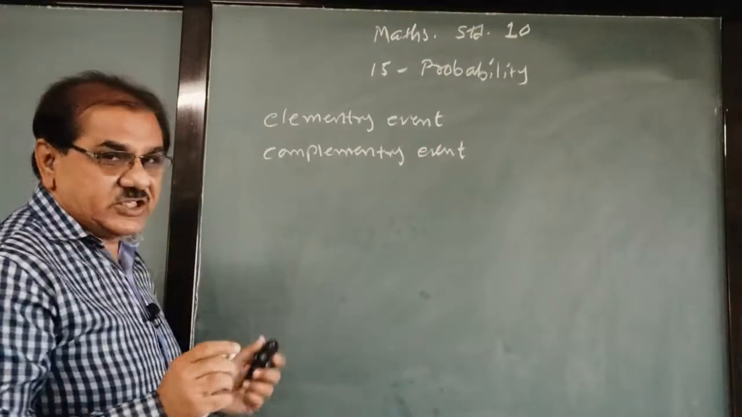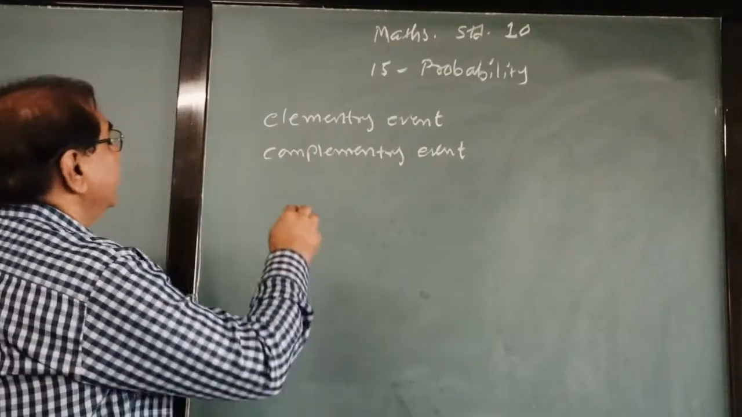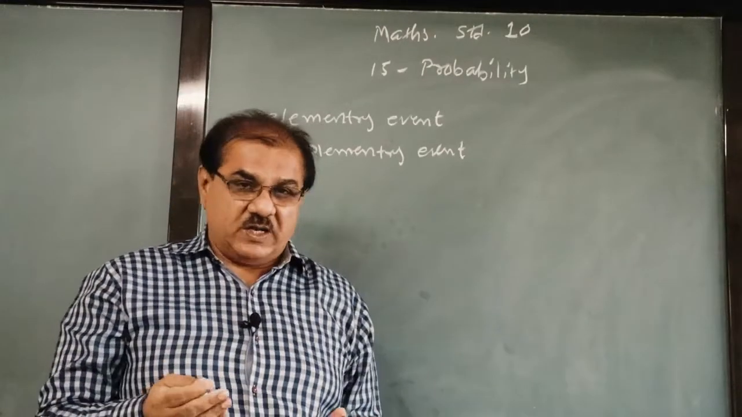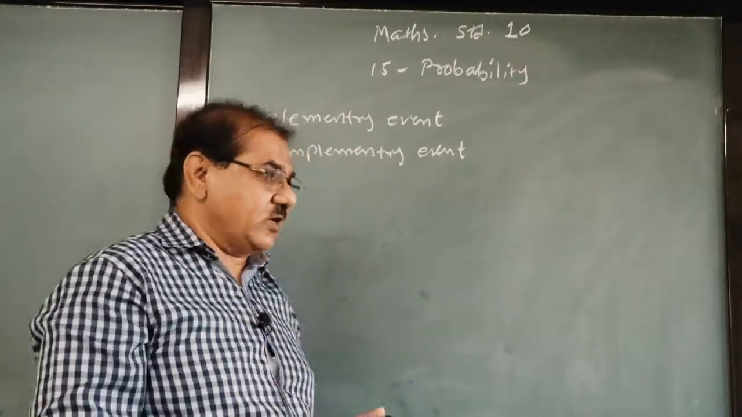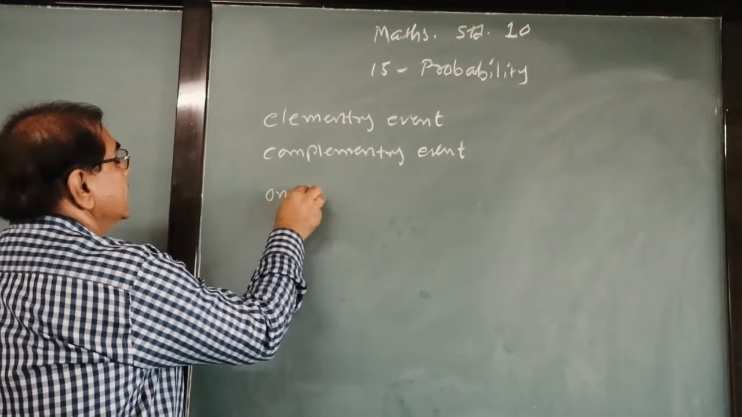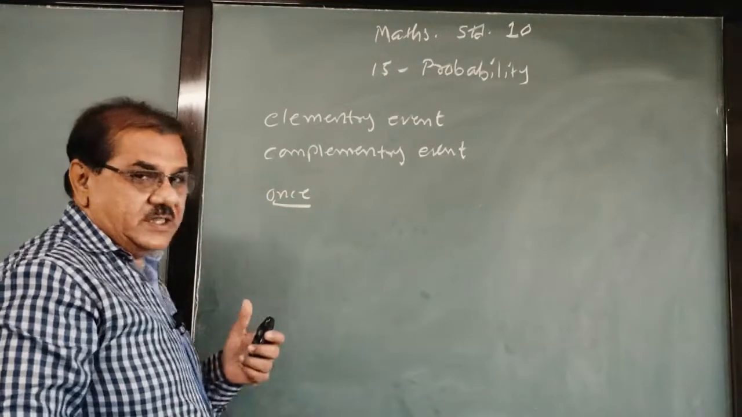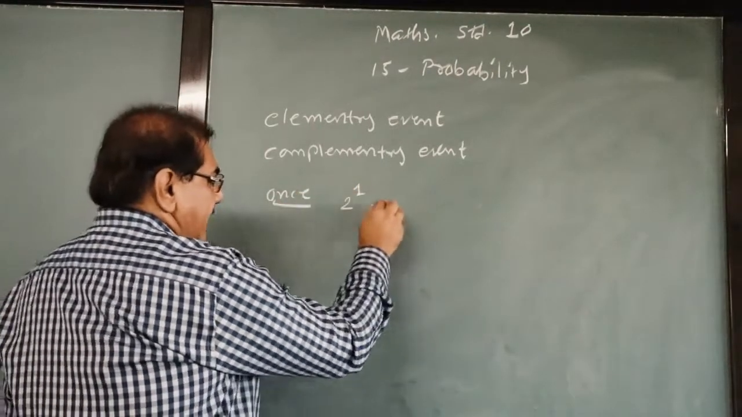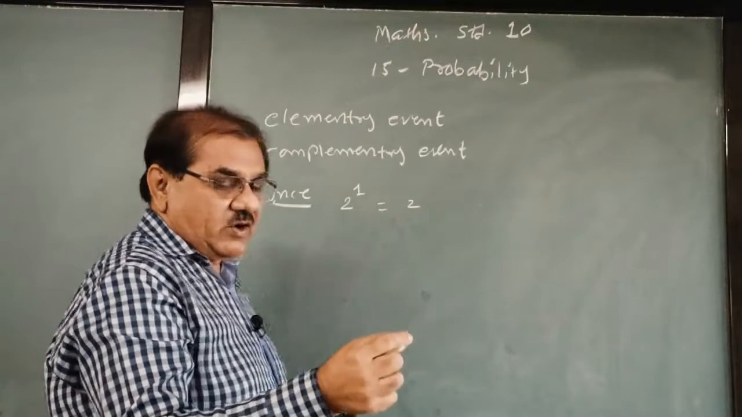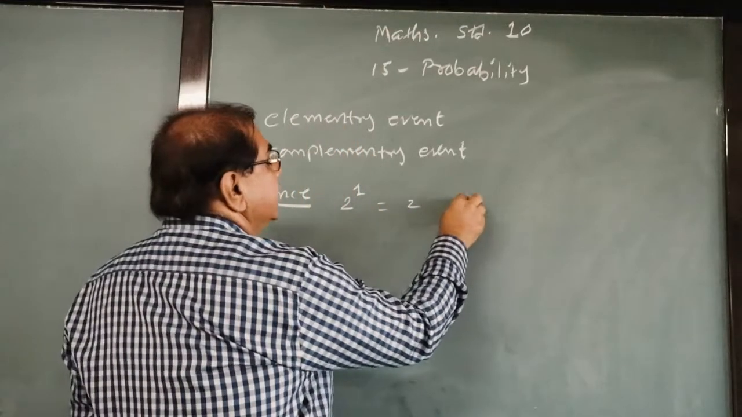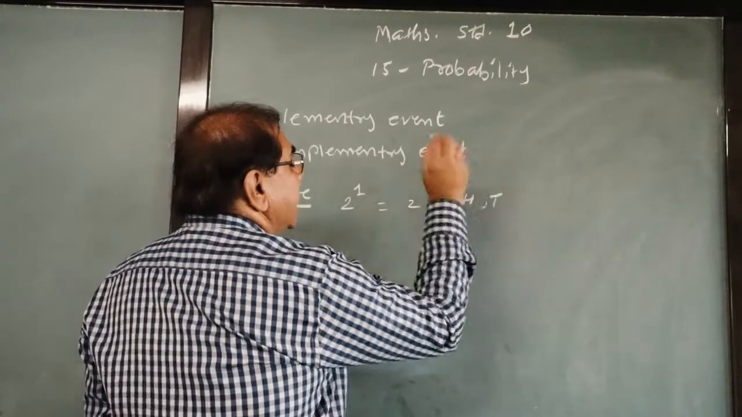Now in the last period we studied how to find the number of outcomes in the case of tossing a coin. Suppose the coin is tossed only once, then the number of outcomes is 2 raised to 1, which is equal to 2. So if the coin is tossed once, what are the outcomes? One is head, the second is tail.